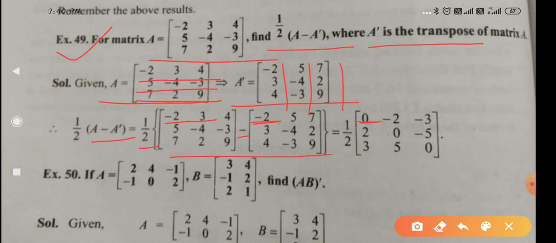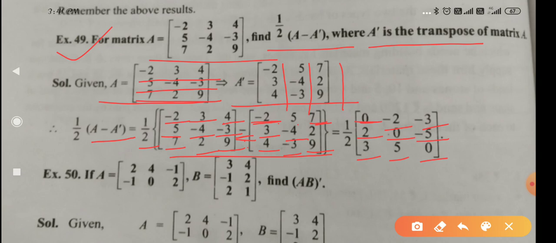Now 3 minus 5 minus 2, 4 minus 7, 4 minus 7 minus 3, 5 minus 3, 2, minus 4 minus 4. So minus 4, it will become plus 4, 0. Minus 3 minus 2, minus 5. 7 minus 4 equals 3. 2 minus 3 equals plus 3, it will become 5.